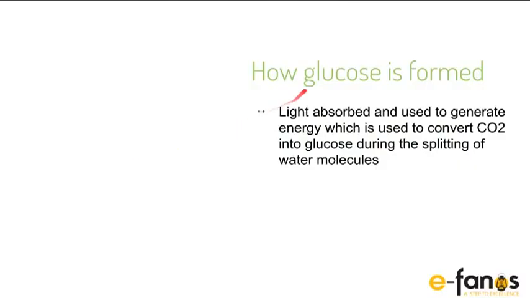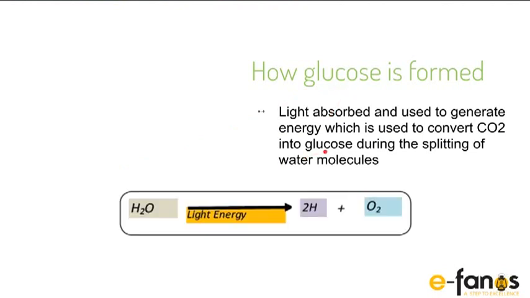Glucose is the sugar, and it's formed when light is absorbed and used to generate energy, which is used to convert CO2 into glucose in the splitting of water molecules. So this is part of the photosynthesis equation, and the water is split there with the light energy. Oxygen is formed, and you've got here the 2 hydrogen elements as well.